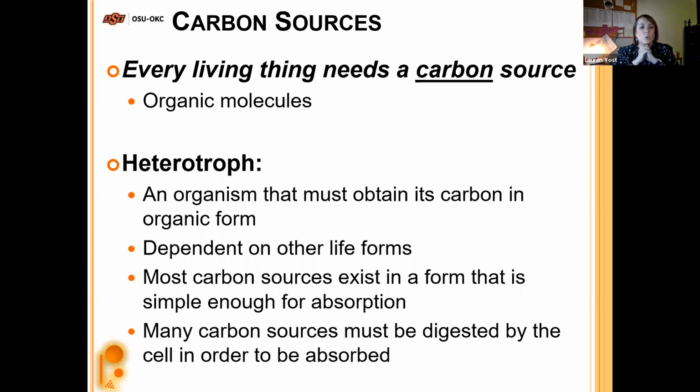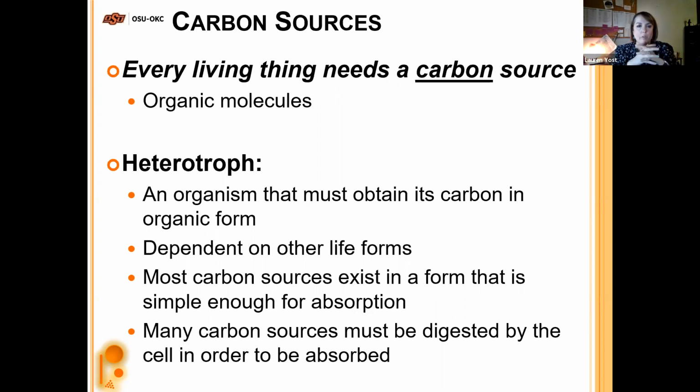Everything needs a carbon source for any of the organic molecules that it might have. Any living thing needs a carbon source of some kind. So we have the heterotrophs. We're going to go through these, based on carbon sources. Heterotrophs get their carbon from other life forms.